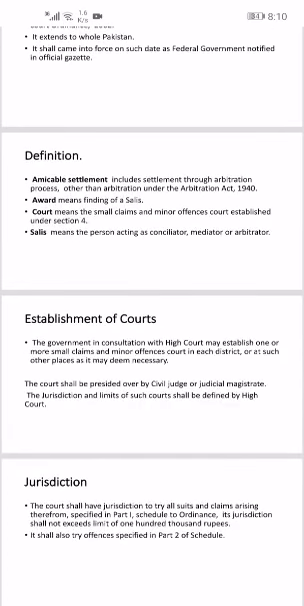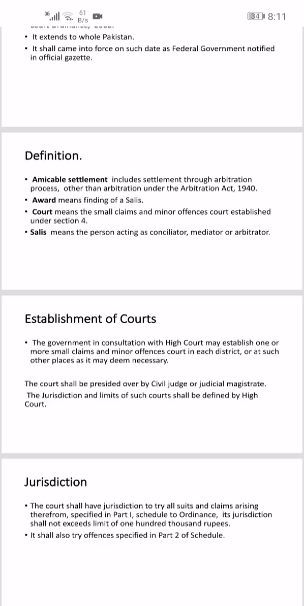Its definitions include different things. Amicable settlement includes settlement through an arbitration process other than arbitration under the Arbitration Act 1940. Award means the finding of a salis. Court means the small claims and minor offences court established under section 4. Salis means the person acting as conciliator, mediator or arbitrator.